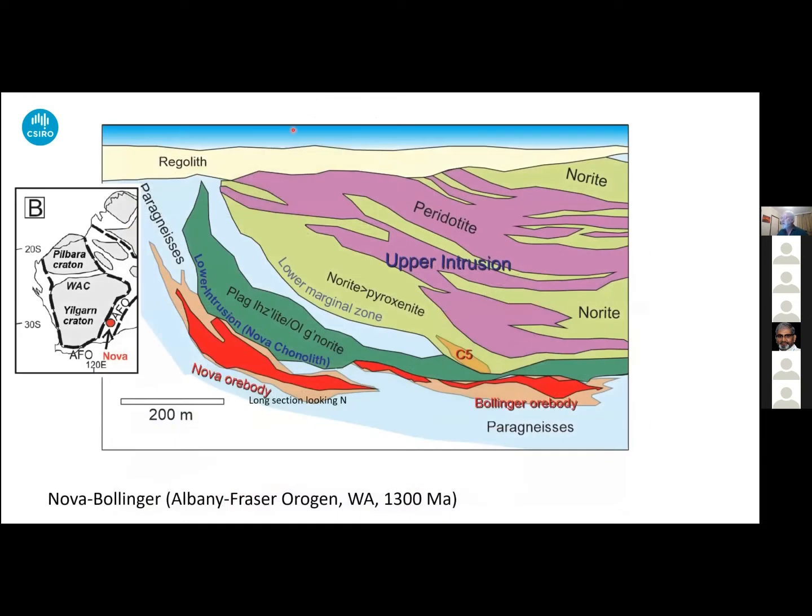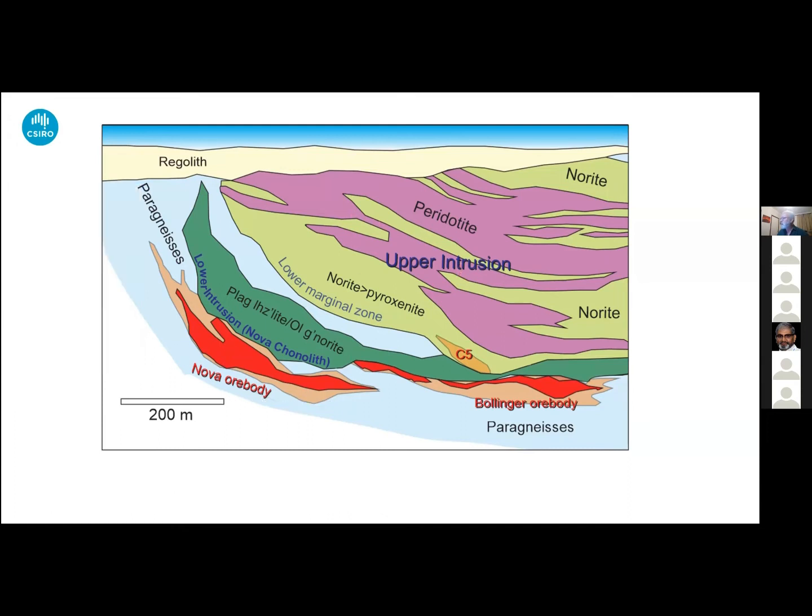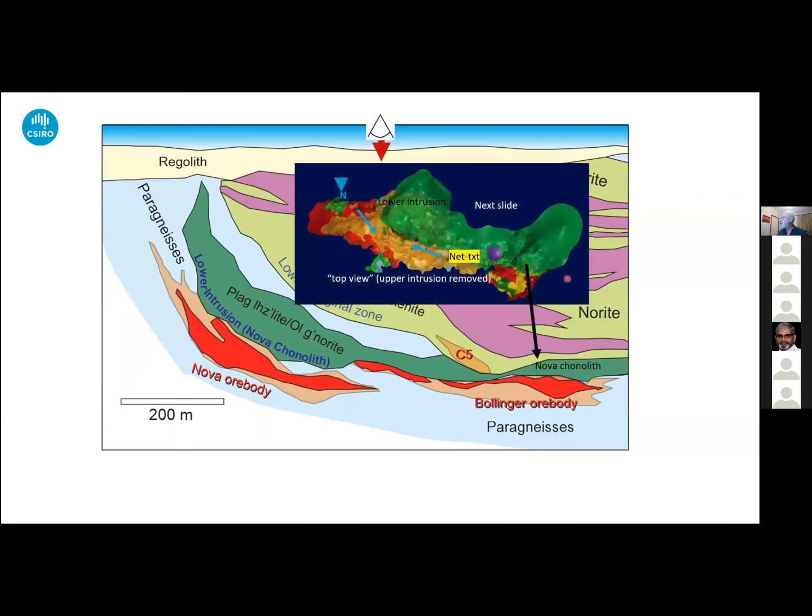So let's have a look now. This is Nova in Western Australia, in the Fraser Zone, Albany-Fraser Orogen here. This is a cross-section of it from some recent work of ours with Valentina Taranovic, primarily. Two intrusions. The upper one is a bowl-shaped layered intrusion, fairly typical sort of geometry, quite thick. The lower one is a chonolith, quite an unusual shaped one. That's looking down on top of it. That's looking down to where the arrow is there. The green thing there is the intrusion, and the red and orange things are the ore bodies.